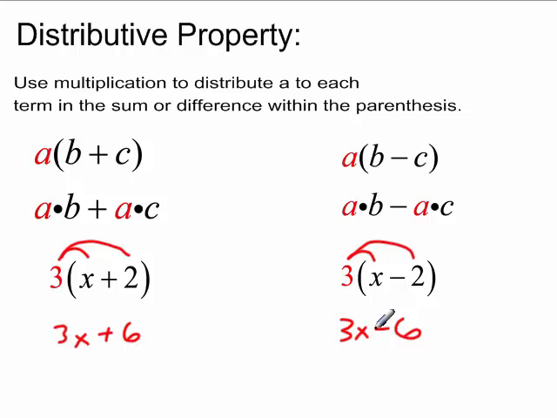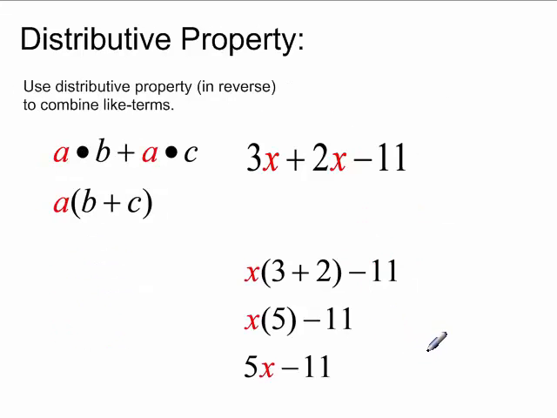Now, in some of our proofs, when you're really combining like terms, they're going to say that that's the distributive property. The original statement in the distributive property, as we showed before, was that A was distributed to B plus C.